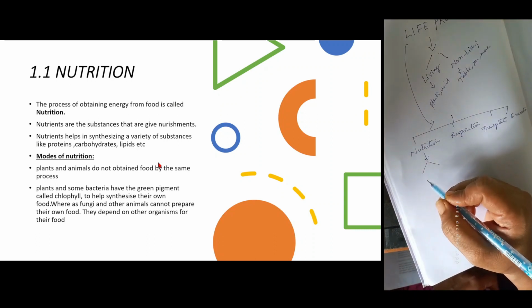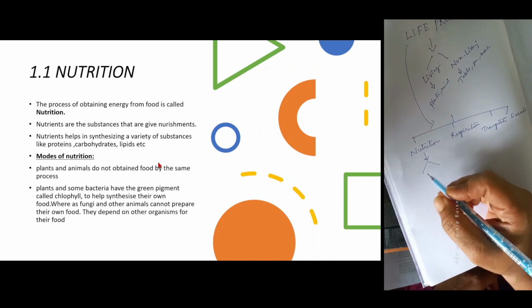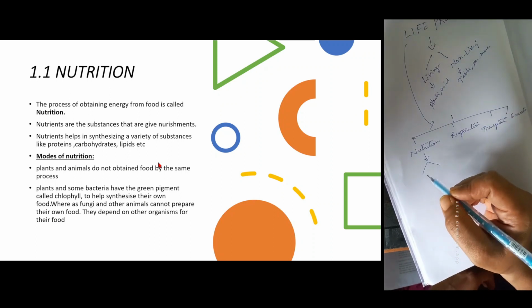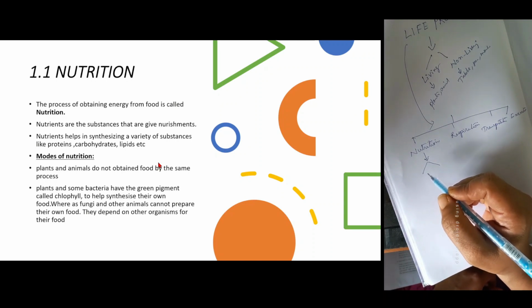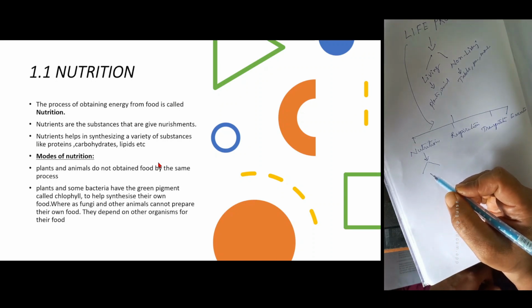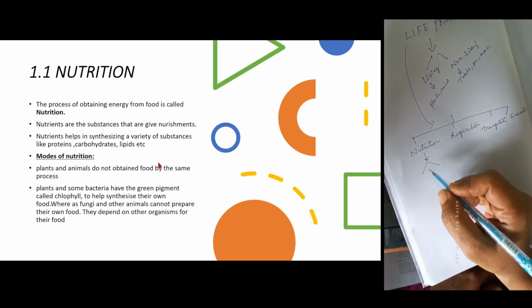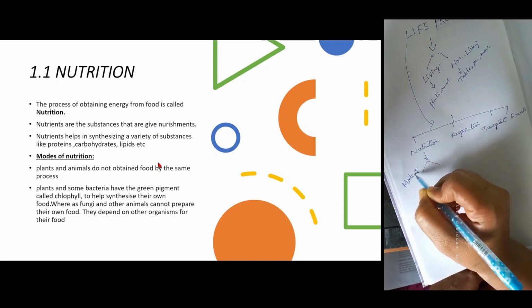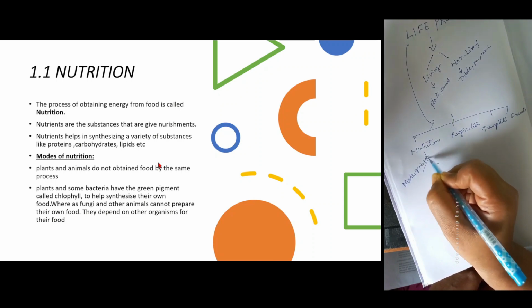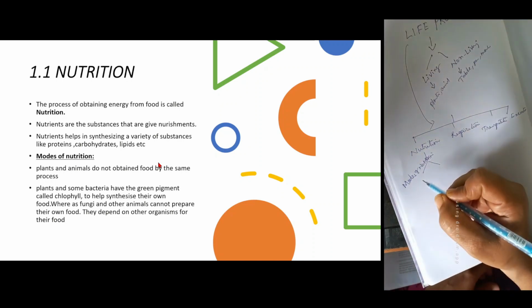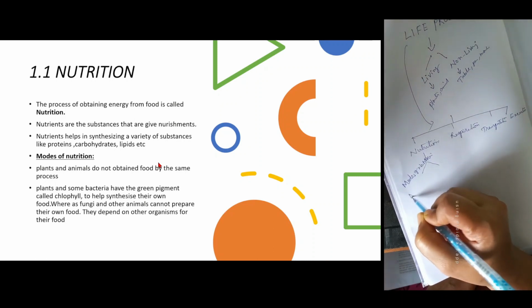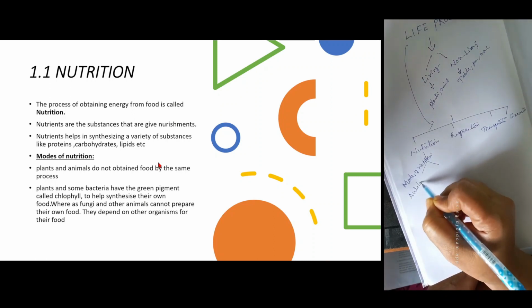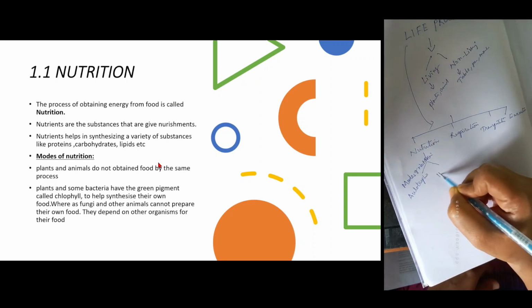Here the question is, are all living organisms able to make their own food? No, only a few living organisms are able to make their own food, and some other organisms depend on other organisms for their food. That's why we have modes of nutrition. Based on the mode of nutrition, we classify organisms into autotrophs and heterotrophs.